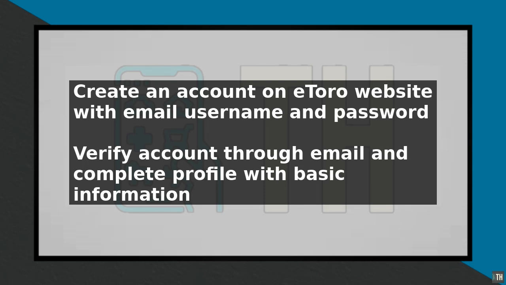After your account is fully verified, you can deposit funds into your eToro account using a variety of payment methods such as credit cards, PayPal, or bank transfer. The minimum deposit amount is $50. Now you can start trading on eToro.